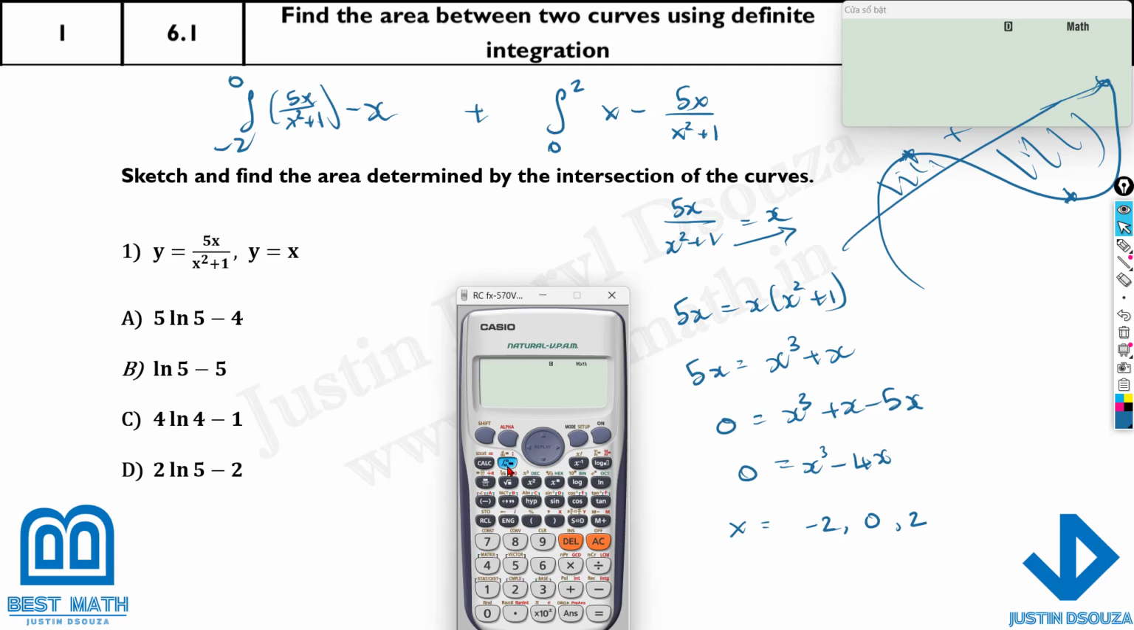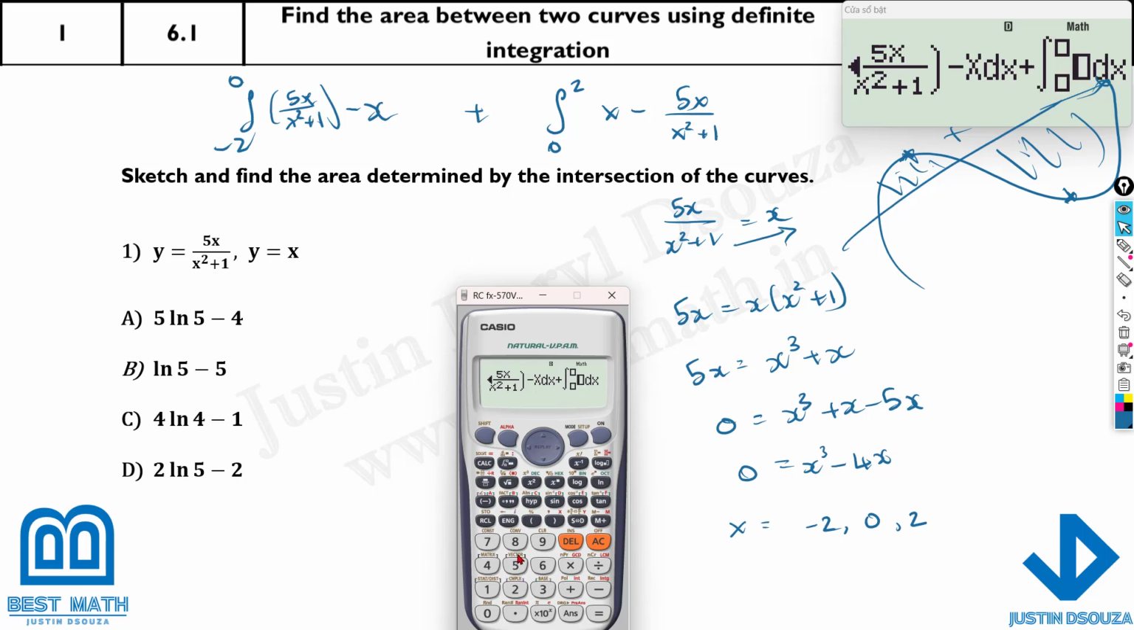So here we go to integral, and then we have 5x divided by x squared plus 1, close the bracket, minus x here. And then what is it over here? It's minus 2 to 0. And then plus, you're adding it with, again, integral.